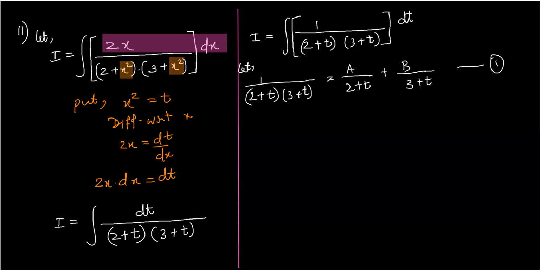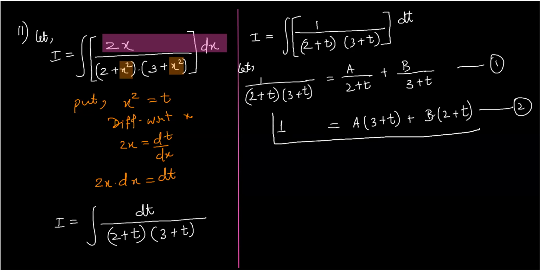You will take LCM. When you take LCM, the denominator (2 plus t) into (3 plus t) will cancel with the denominator on the left hand side, and you are left with 1 equals a multiplied by (3 plus t) plus b multiplied by (2 plus t). This is your equation number 2. This equation is an identity. That is, it is true for all values of t.